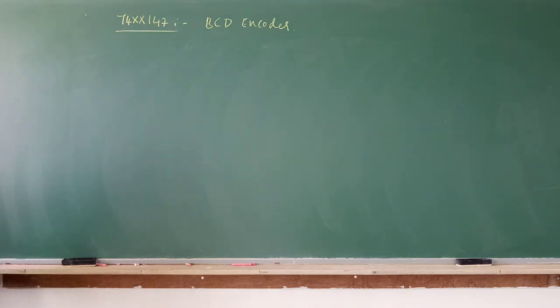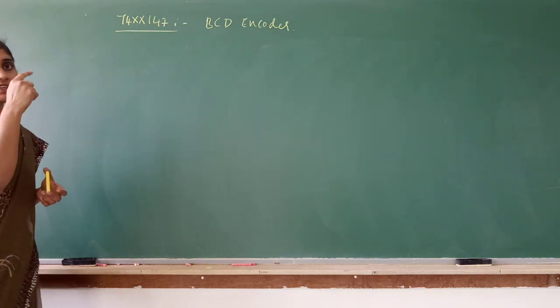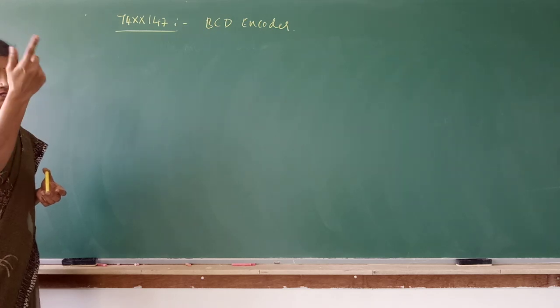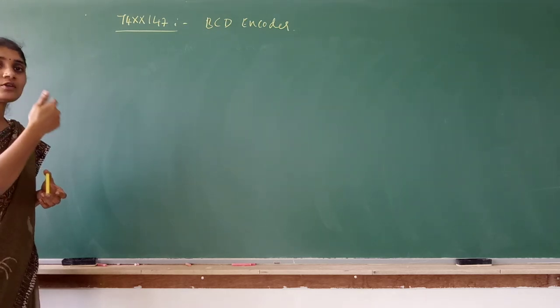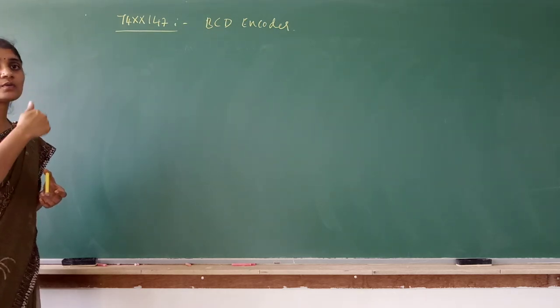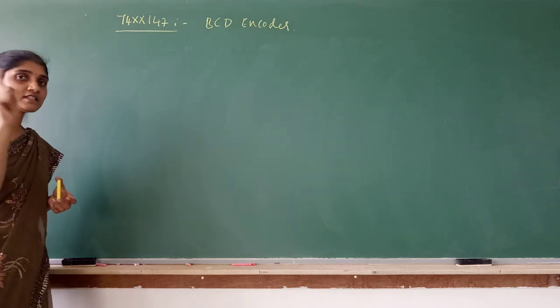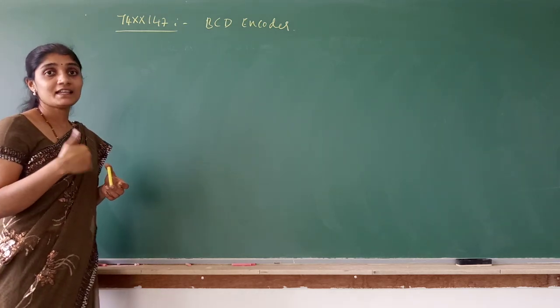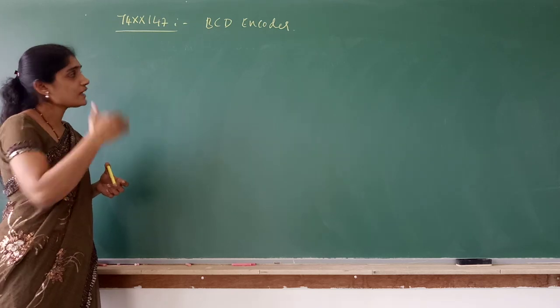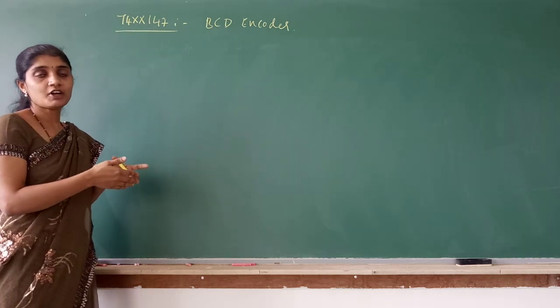Decoder, BCD decoder, 4 inputs and 10 output lines. For 0, 0, 0, 0, output line 0 will be active. Similarly, 0, 0, 0, 1, output line 1 is active. 0, 0, 1, 0, output line 2 is active. Same way till Y9, from Y0 to Y9. So we had 10 output lines and 4 input lines for a decoder.